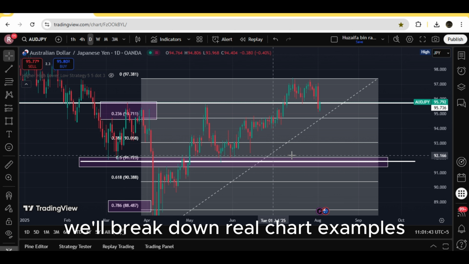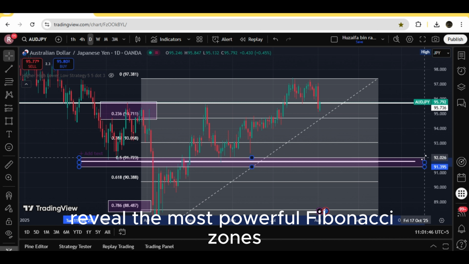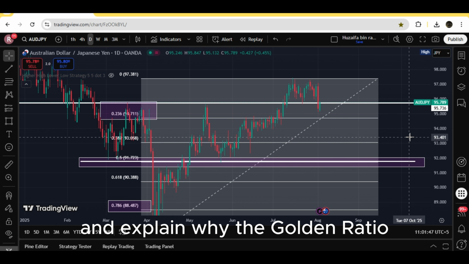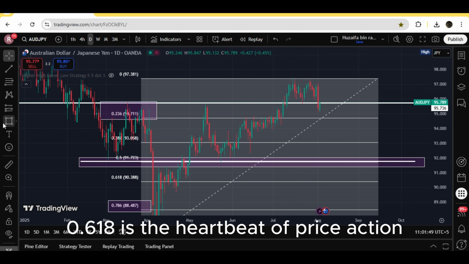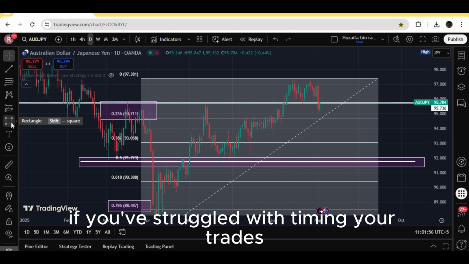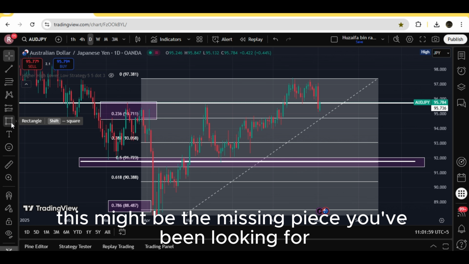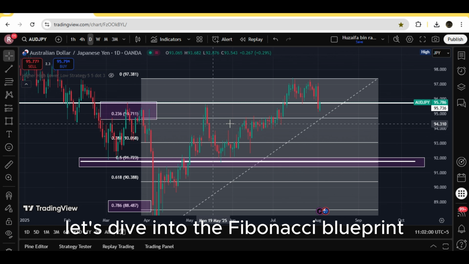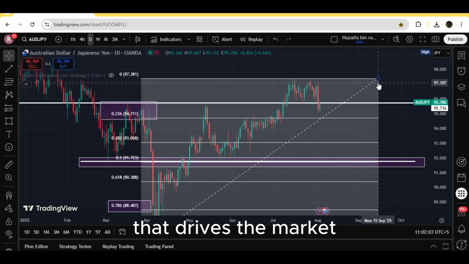We'll break down real chart examples, reveal the most powerful Fibonacci zones, and explain why the golden ratio, 0.618, is the heartbeat of price action. If you've struggled with timing your trades, this might be the missing piece you've been looking for. Let's dive into the Fibonacci blueprint that drives the market.